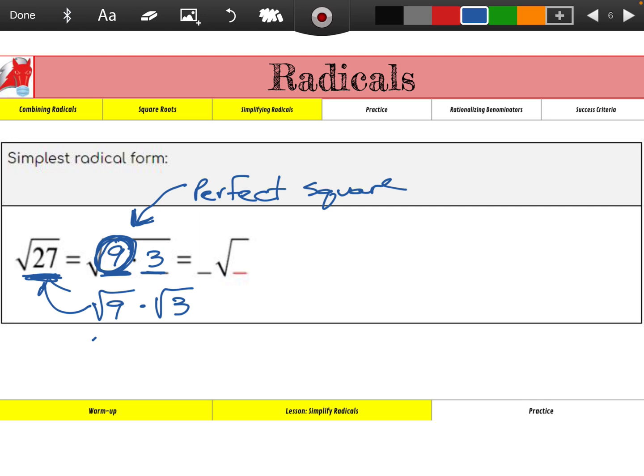So this root 9 times root 3, I can simplify that. Root 9 is 3, and then I still have this root 3. This is simplified radical form. And what also is, that is the same as that. Well, why would I want to go from root 27 to root 3 over 3?